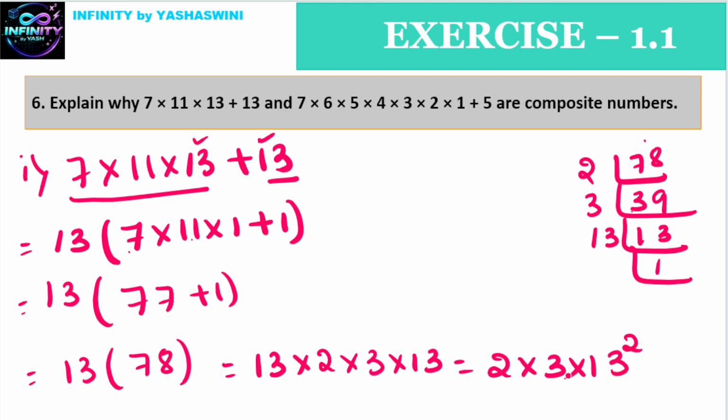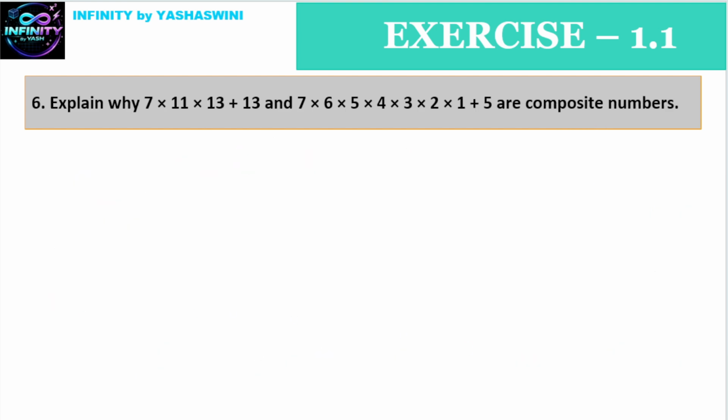So we know that according to Euclid's fundamental theorem of arithmetic, every composite number can be expressed as a product of prime numbers. See, these are the product of prime numbers, means obviously it is a composite number. Hence proved. Quite interesting, right? Let's solve one more problem, that is the second one.